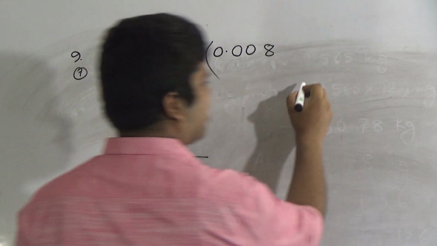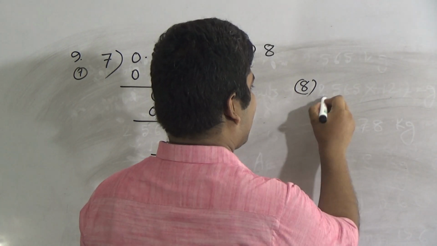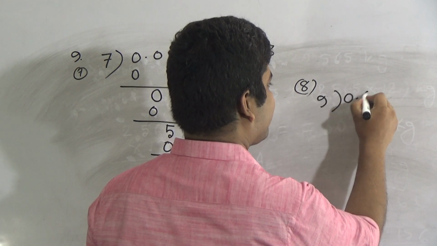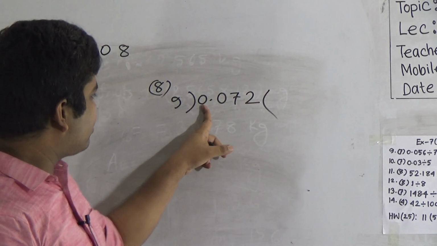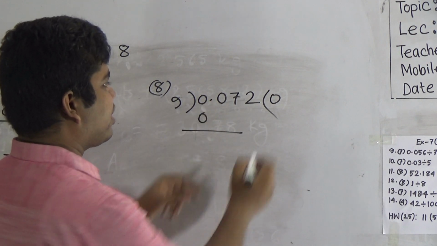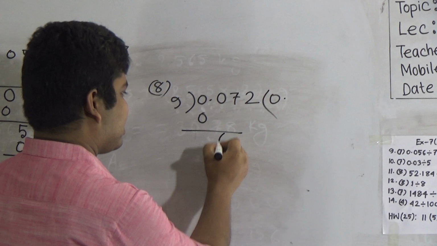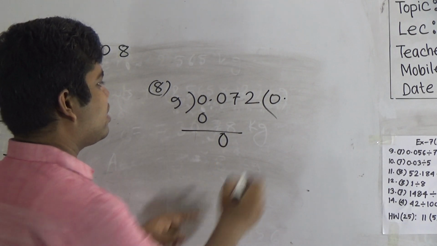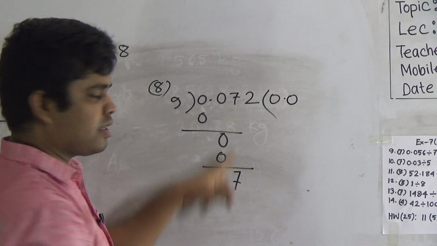Next we shall solve 9, 8 and it is similar to question number 7. 9 divided by 0.072. In 0, 9 goes in 0 times. That means 9 zeros are 0. For this point I write here a point, and after the point this is 0. This 0 is placed here. Okay, in 0, 9 goes in 0 times. 9 zeros are 0. Then we place here this 7.